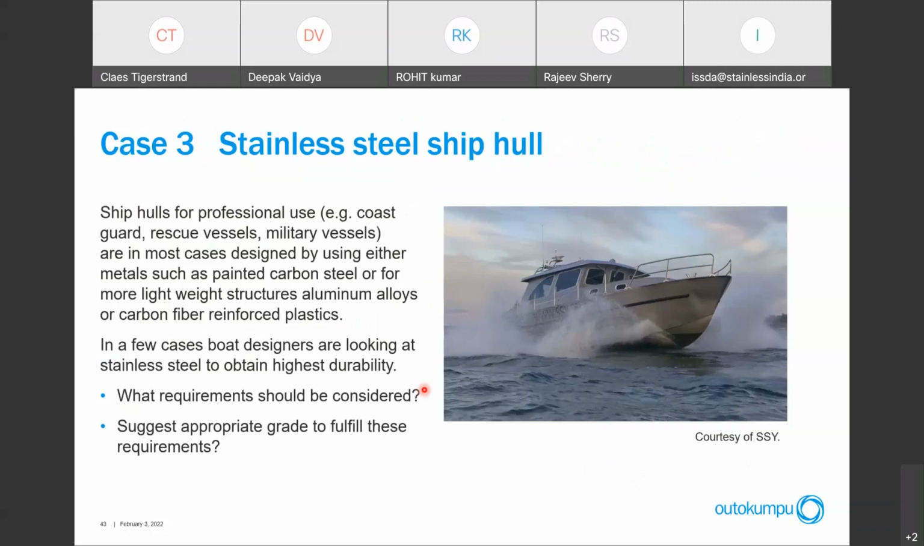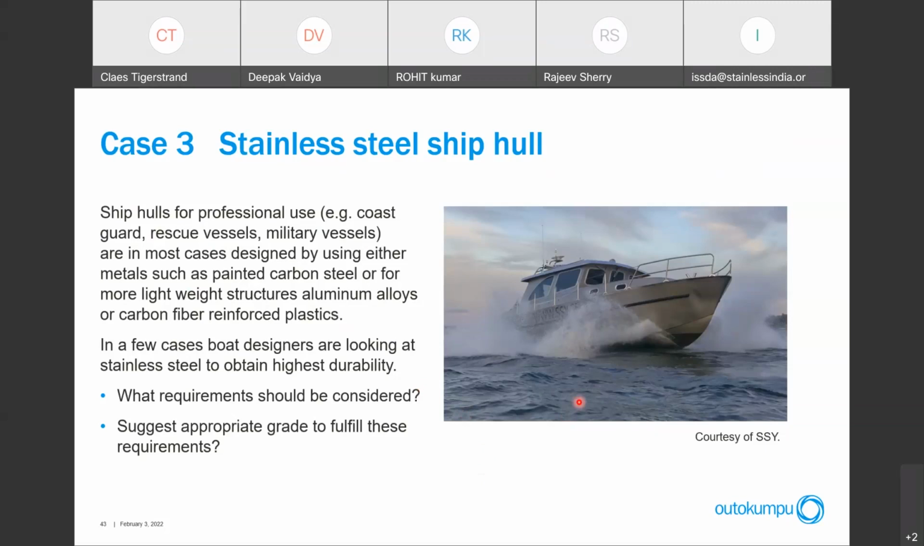Finally, we have a case for a stainless steel ship hull. This is not a common application for stainless steel, but there is actually a true case here in Sweden where they are looking at using stainless steel for professional use, like a Coast Guard or rescue vessel or military vessel. Mostly they are designed using painted carbon steel, or perhaps aluminum alloys, or even carbon fiber reinforced plastic. So what can we consider here?